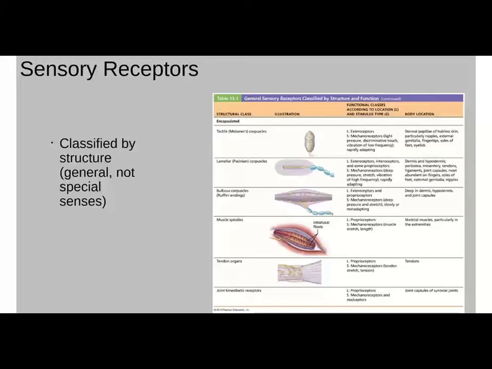And finally, we have joint kinesthetic receptors. Joint kinesthetic receptors, also very similar to the Ruffini endings. They are found around our joints, and they detect movements of joints and give us an idea of, are we moving, how are we moving, which part of our body is moving, and also conveys an idea of what position our body is in.